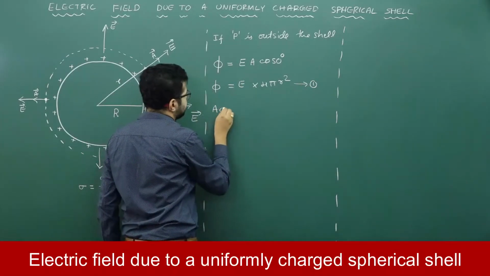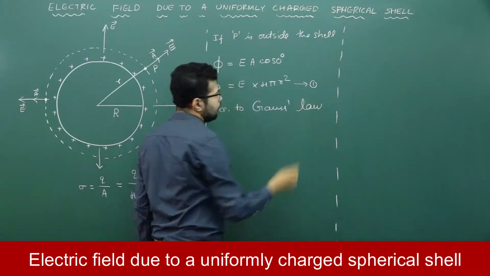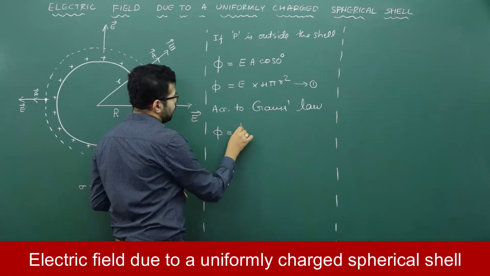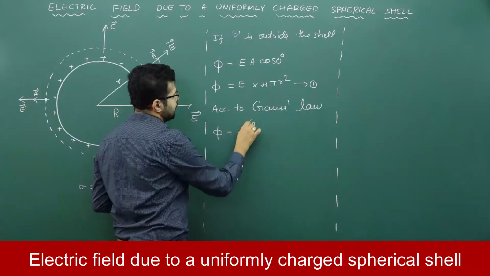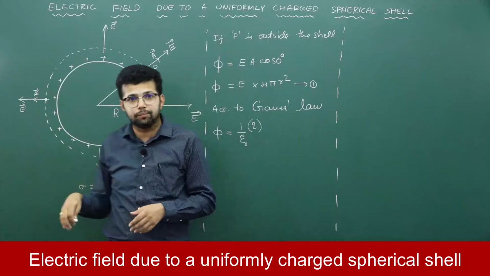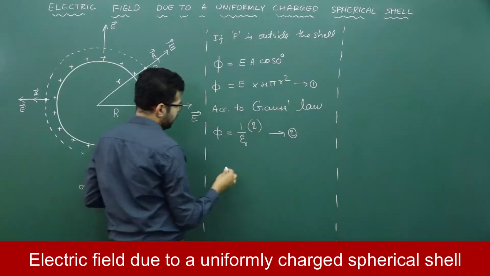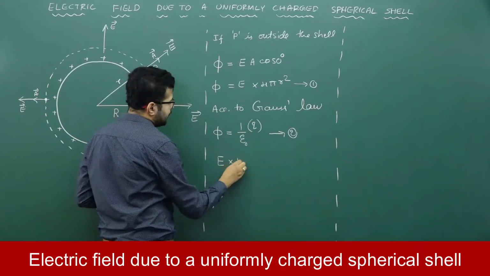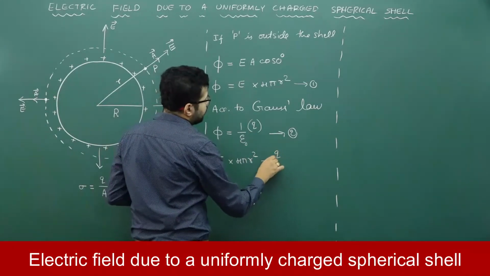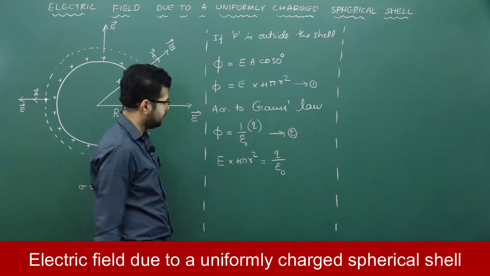Now, according to Gauss law, electric flux through the surface is equal to 1 by epsilon naught into the net charge enclosed by the surface. Here, the charge enclosed by the surface is q. Let me name this as equation number 2. If I equate these two, E into 4 pi r square is equal to q divided by epsilon naught.